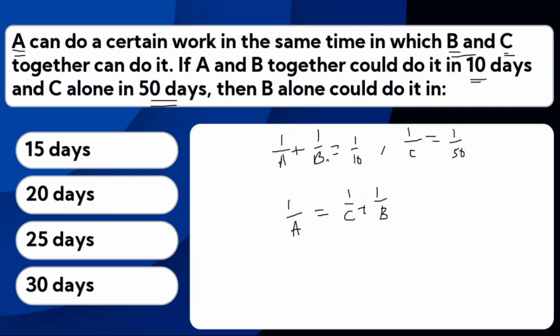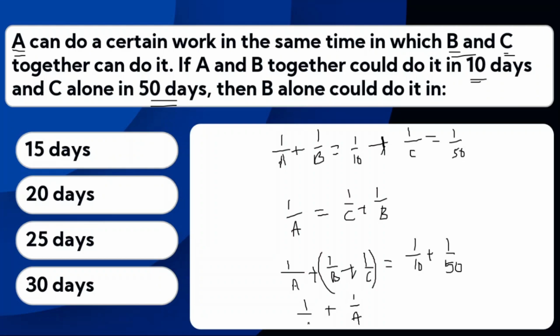Having seen this equation, just add these two equations. I will get 1 by A plus 1 by B plus 1 by C equal to 1 by 10 plus 1 by 50. In this expression, 1 by B plus 1 by C can be replaced with 1 by A. So plus 1 by A equals, LCM is 50, 60 by 50. So 1 by A plus 1 by A is nothing but 2 by A, and 2 will cancel here 3 times. So 1 by A is equal to 3 by 50.